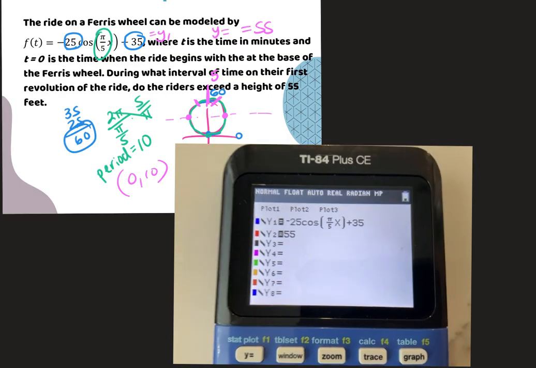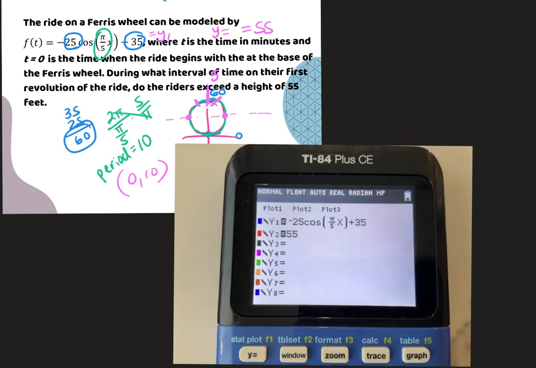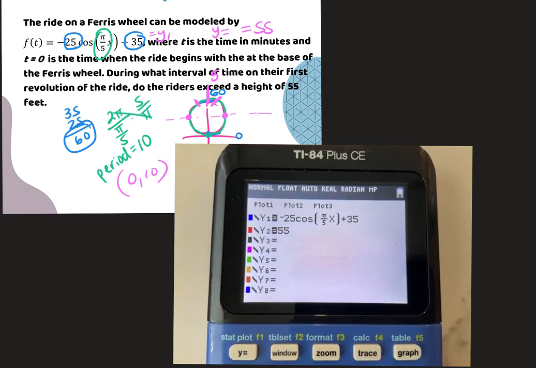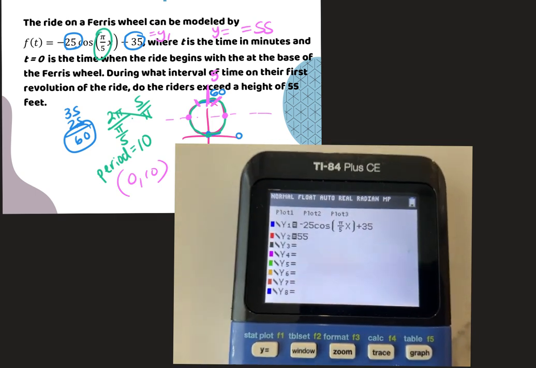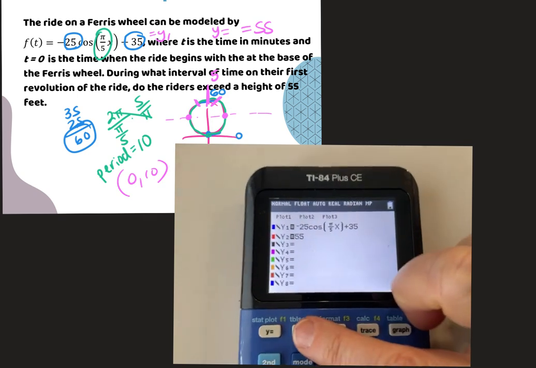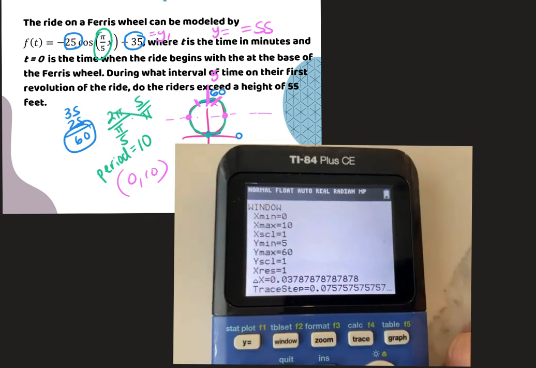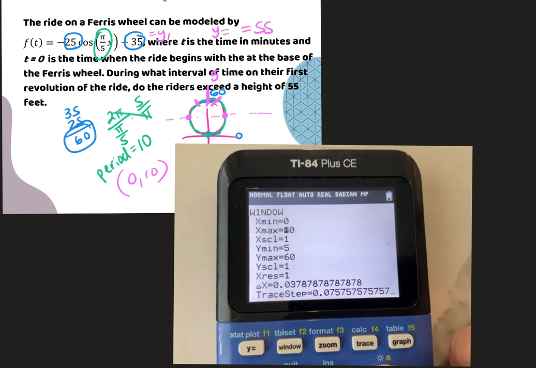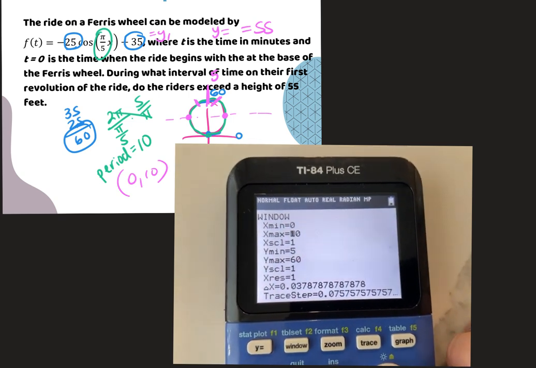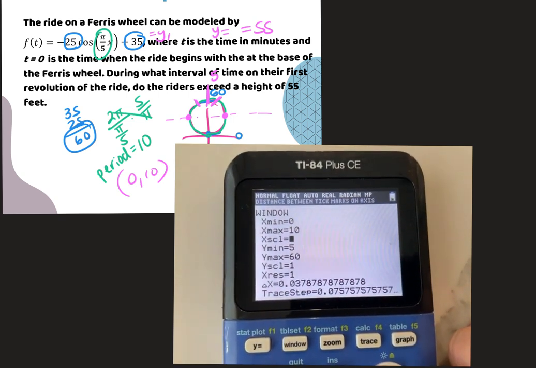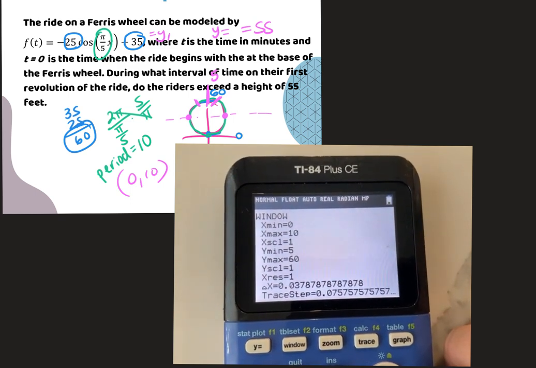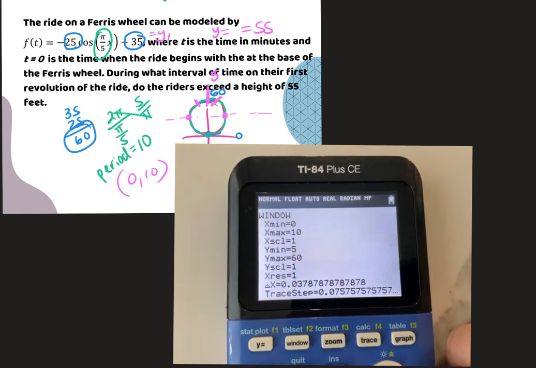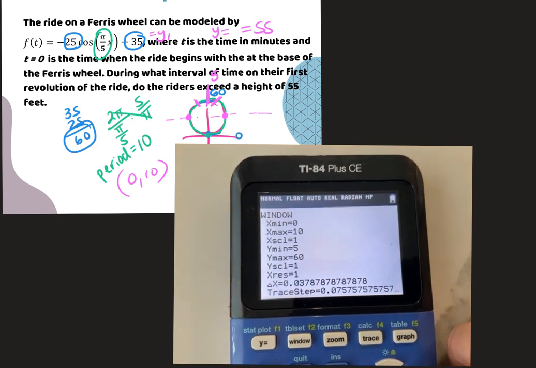Okay, so I've entered in both my equations, y equals negative 25 cosine pi over 5x plus 35, and then 55 because that's where I want to see where it crosses. Before I graph it, I'm going to adjust my window. I did 0 to 10 on the x-axis, so I get one full period of that cosine curve. If I left my max at positive 10, I would never even see part of that cosine curve. I needed to adjust it.